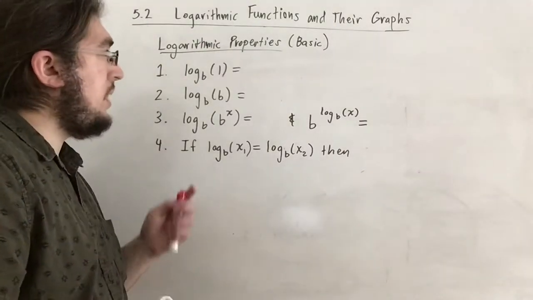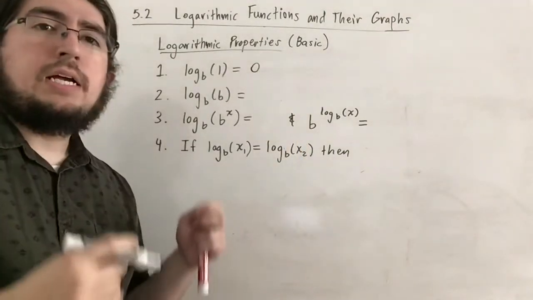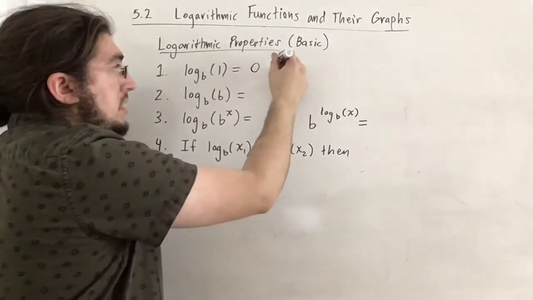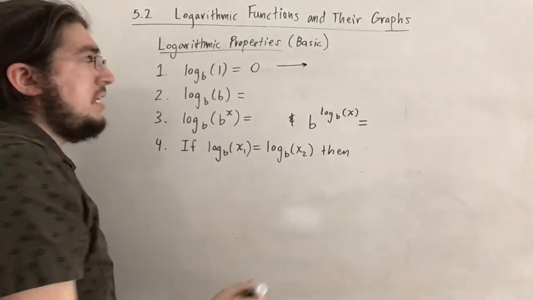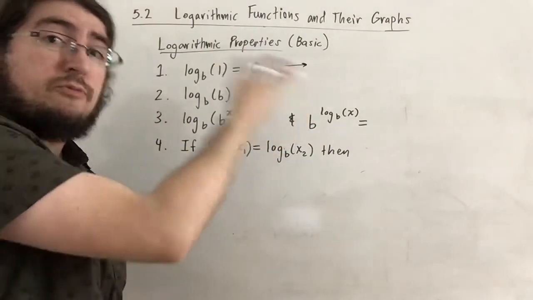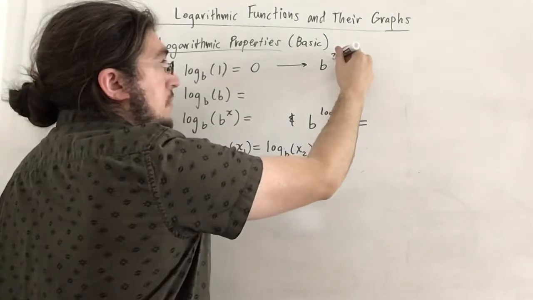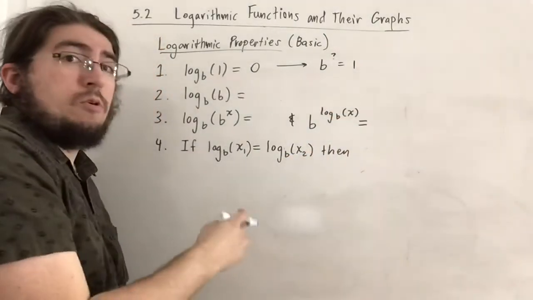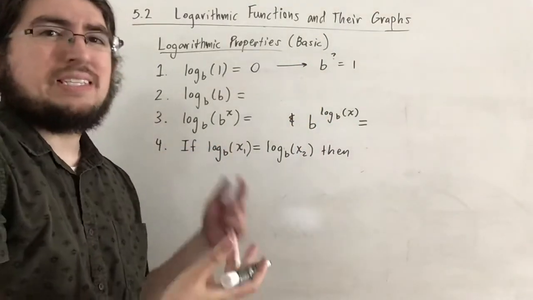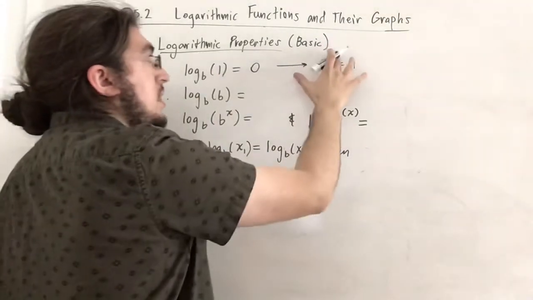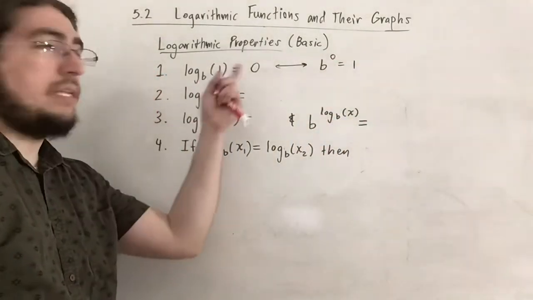So log base b of 1, no matter what the base is, has to be equal to 0. And this is because if you convert this from logarithmic form into exponential form, you get that the base b to this power would be equal to 1. And of course, this only happens when either b is 1 or the power is 0. But since the base is never 1 for these cases, this must be 0. So translating it back to logarithm, we get that the power must be 0.